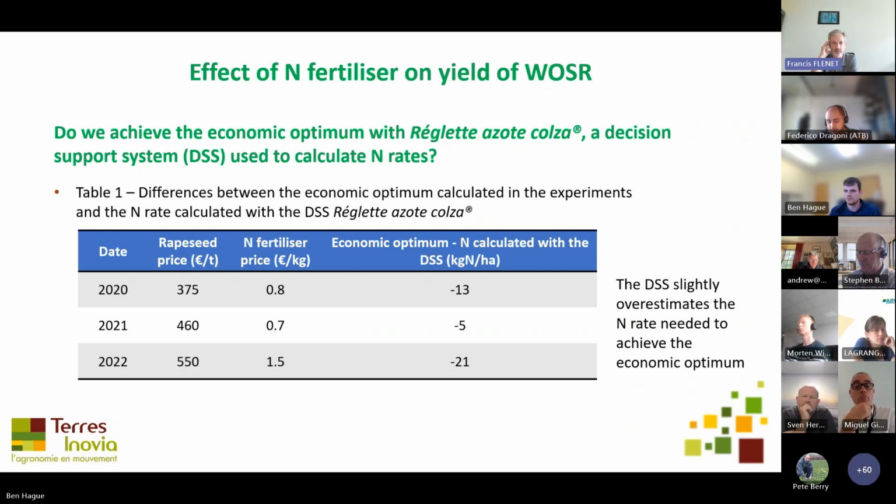With the prices in 2021, the difference was almost zero. And the difference between the two nitrogen amounts was maximum in 2022 with high rapeseed prices and also high fertilizer prices. Next slide, please.